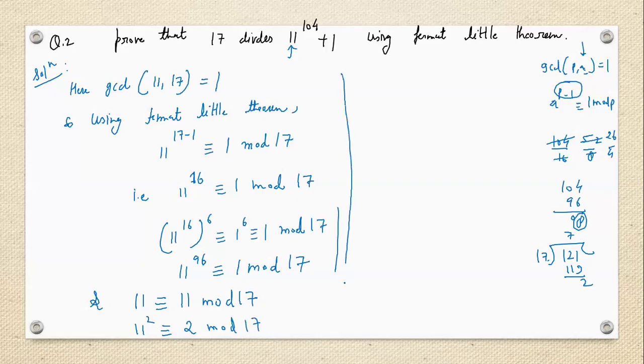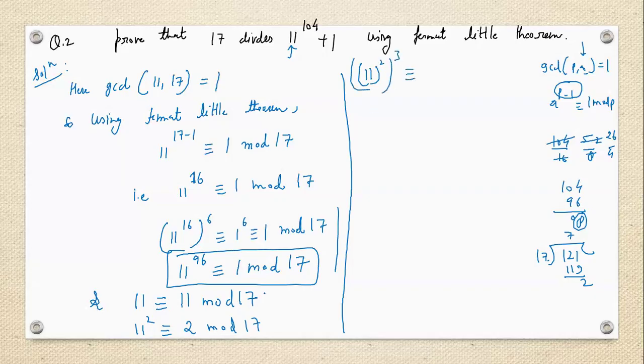Now continuing this portion here, 11 squared is congruent to 2 mod 17, but to make 104 in 11 to the power 96, I require 11 to the power 8. So can I take the third power of both sides, that is 11 to the power 2 to the power 3 will be congruent to 2 to the power 3 mod 17. That is 11 to the power 8 will be congruent to 2 to the power 8 mod 17.